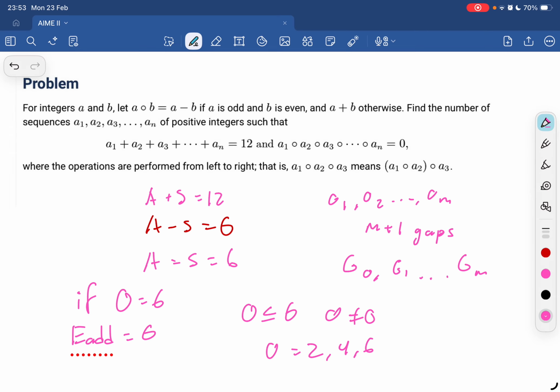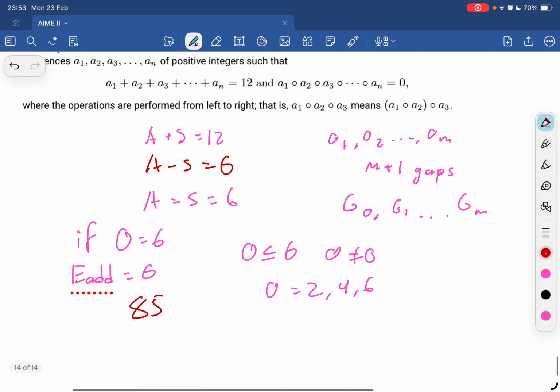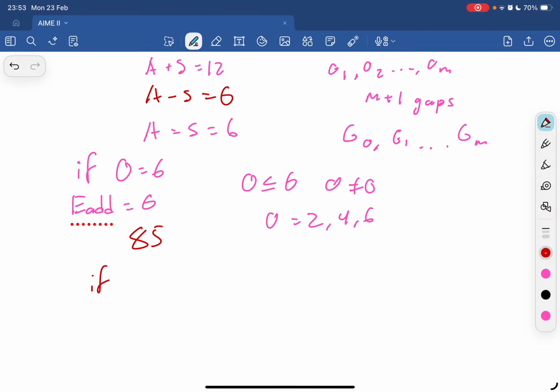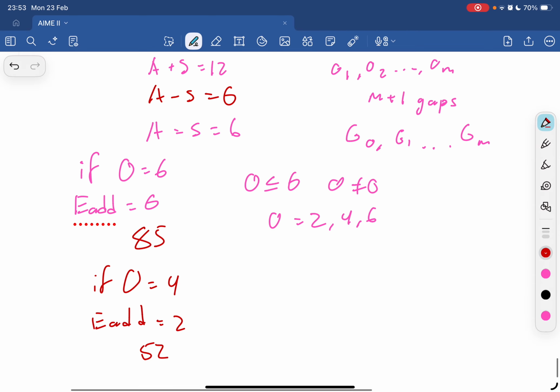Right, so we can count ways to write 6 as the sum of even numbers of positive odd integers, and ways to distribute 6 across odd indexed gaps. The total will finally be 5. Now, the second case is if O was 4, then E add would equal 2. So we would count the compositions of 4 into positive odd terms, distribute 6 across odd gaps, distribute 2 across even gaps, and arrive at 52 for the total.